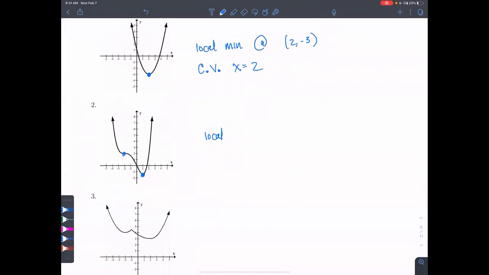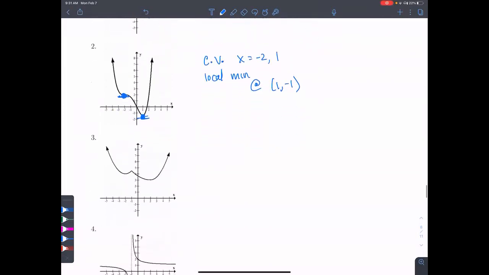Critical values here, again, would be where the derivative is 0 or undefined. So the derivative would be 0 here and here. So x equals -2 and x equals 1. That's not a local min, but this is. So we have a local min at (1, -1).